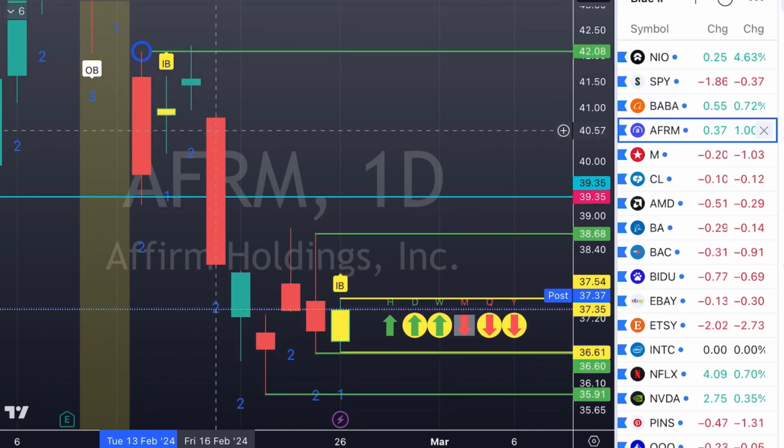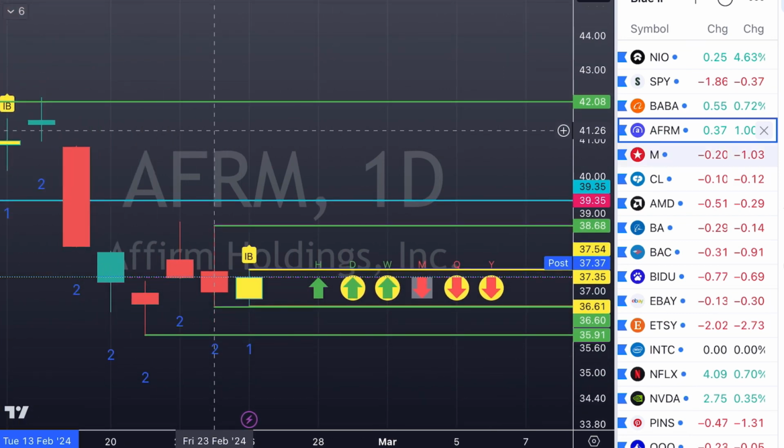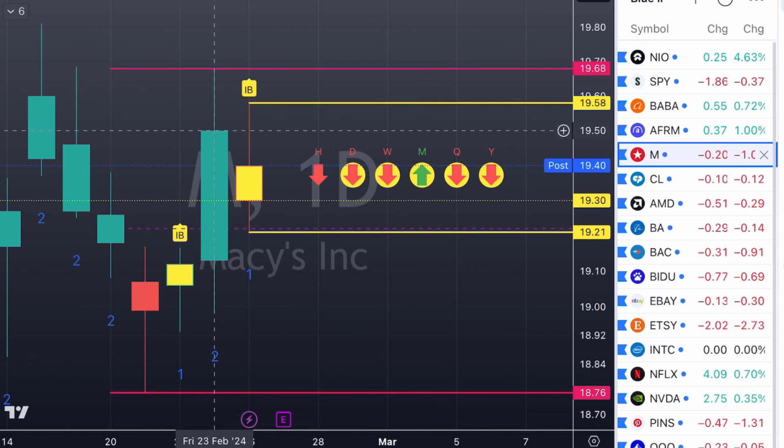This is what I like to call organic trading. Very, very simple. There aren't any RSI indicators. There's no MACD indicators. We're looking at a very, very simple strategy here.